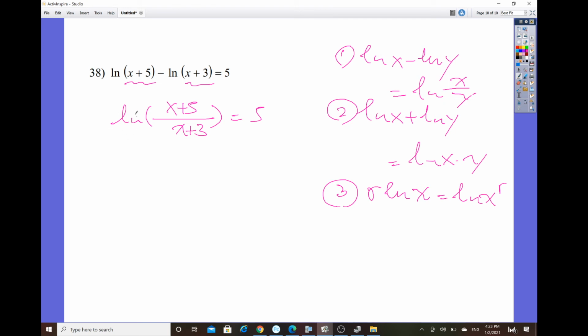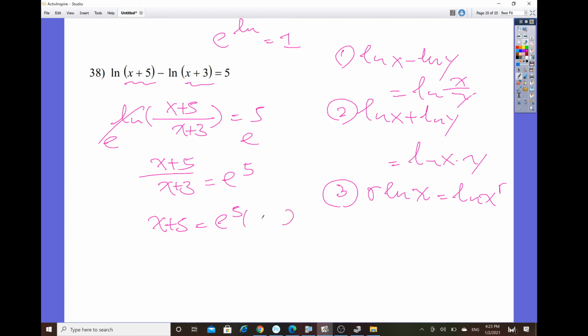And then in order to get rid of that ln, just take base e on both sides, because e to the power of natural log is just the argument. So basically this one is not quadratic, it's a rational expression versus the exponential constant. And then this one we can cross multiply, so x plus 5 equals e to the power of 5 times x plus 3. And then distribute: e to the power of 5 times x plus 3 e to the power of 5.